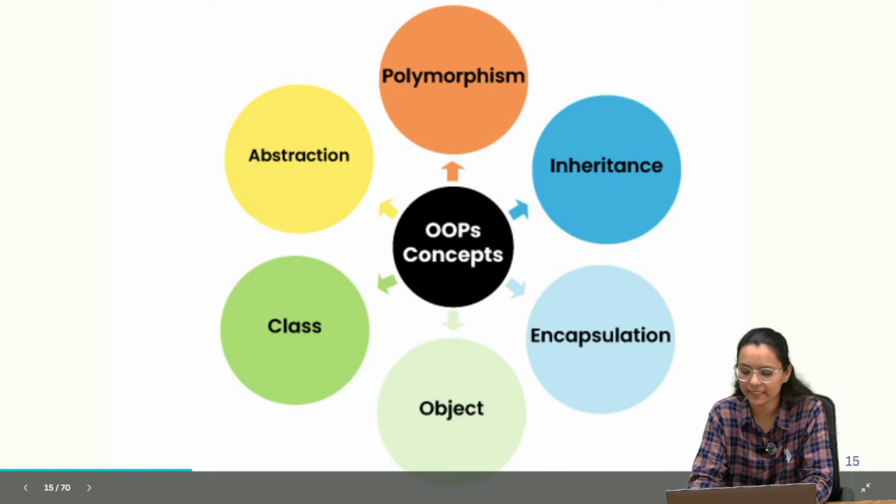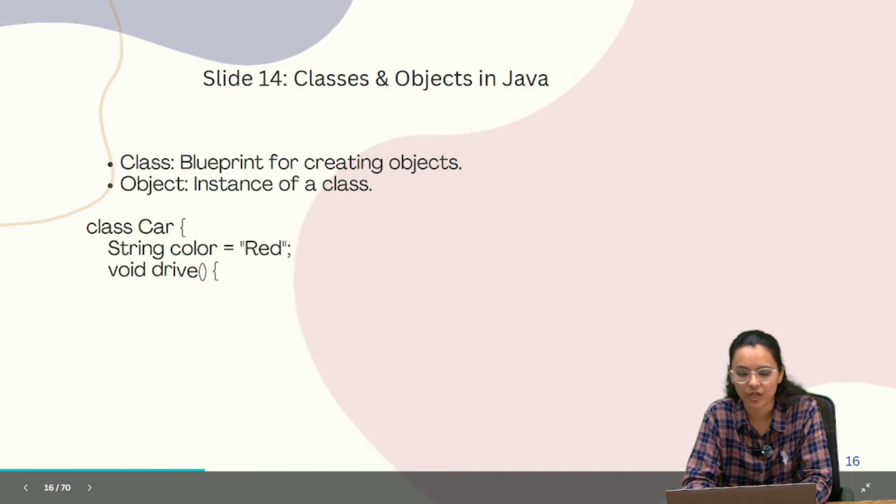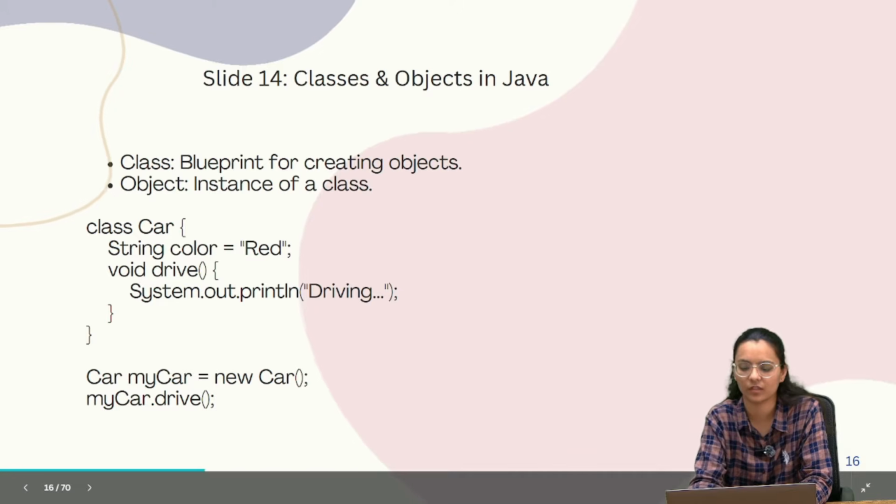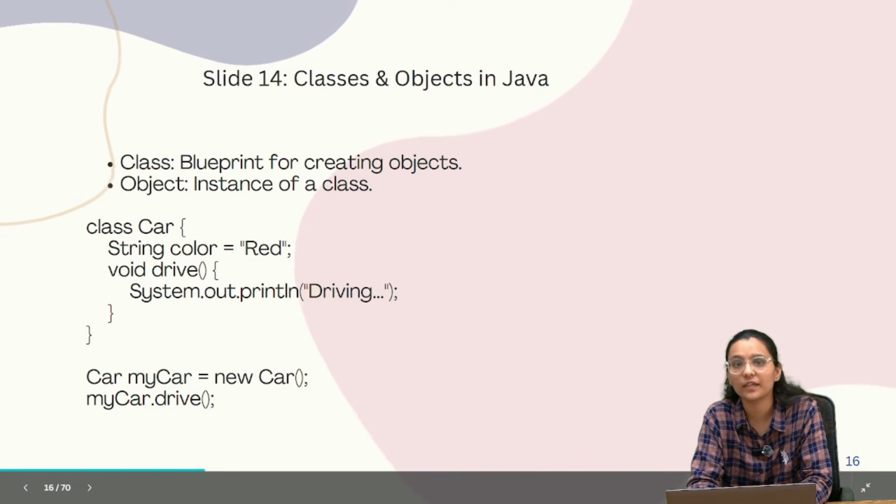So let's see classes and objects in Java. Here a class is a blueprint for creating an object, and an object is an instance of a class. We can define a class as a collection of similar types of objects, or a blueprint for an object, or a template from which the objects are created. An object can be defined as a variable type of a class. It is a real entity. Objects are created with the keyword new.